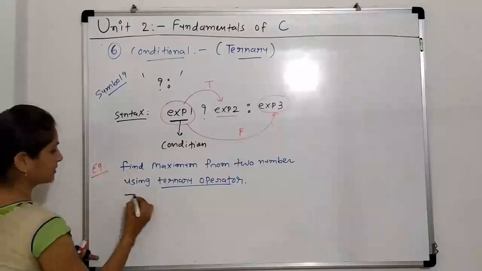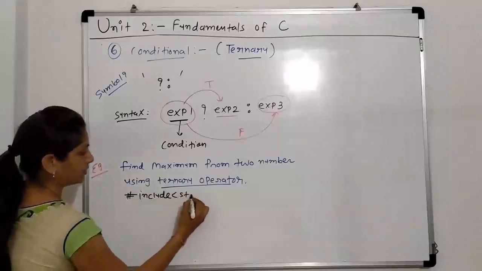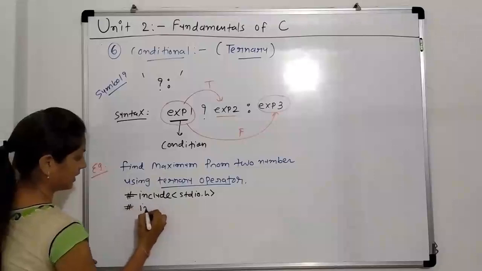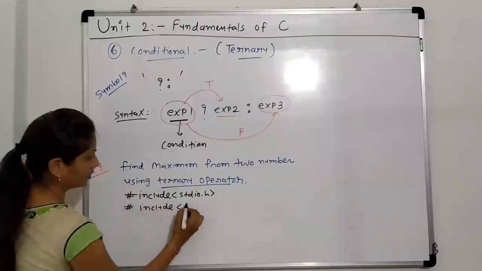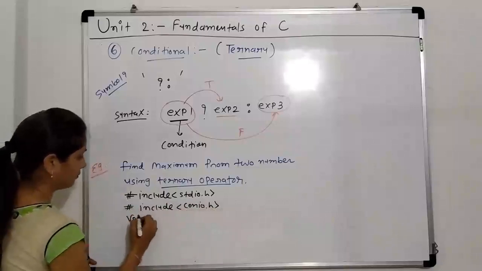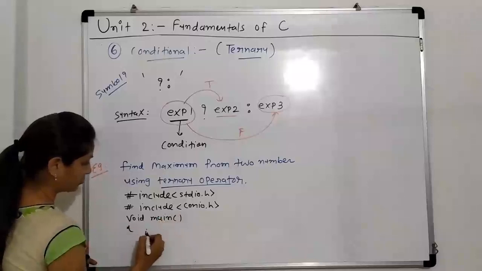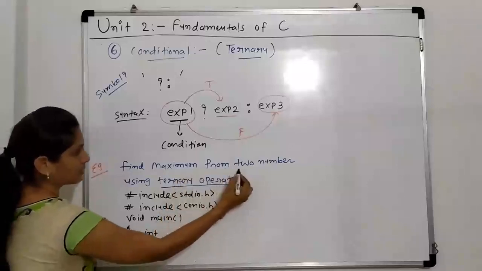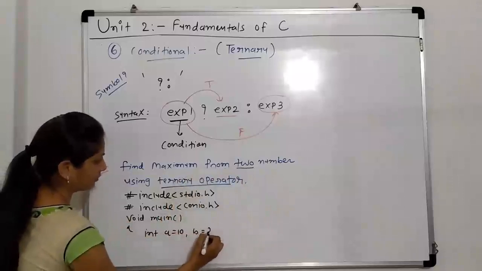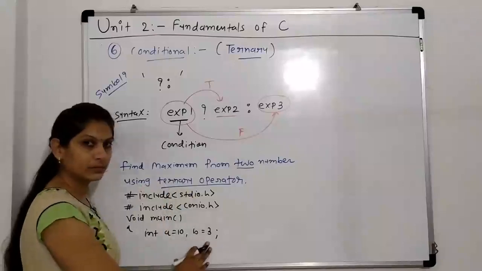First, always hash include stdio.h. Second, hash include conio.h, and start with void main. Now two values we have to input, maximum from 2. So A is suppose 10 and B is suppose 3. Clear? This is the normal program.